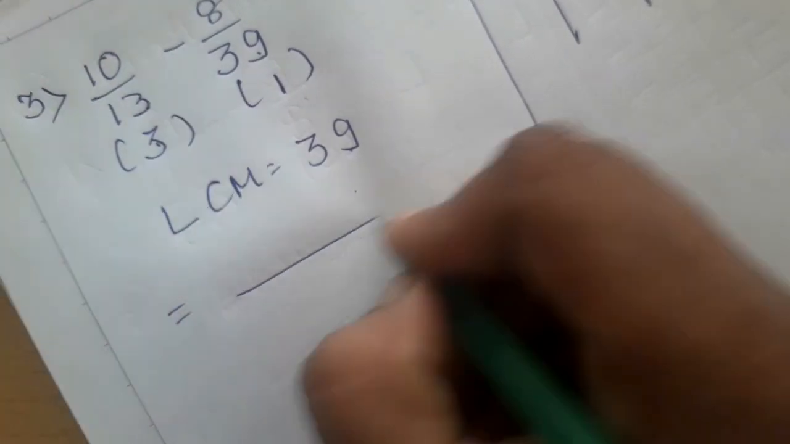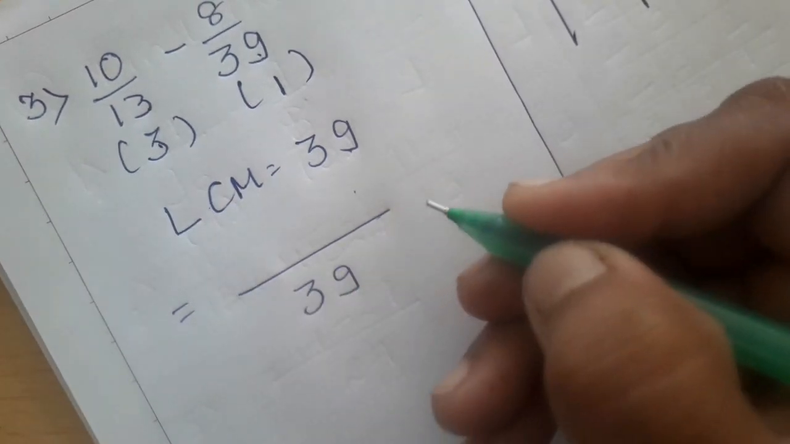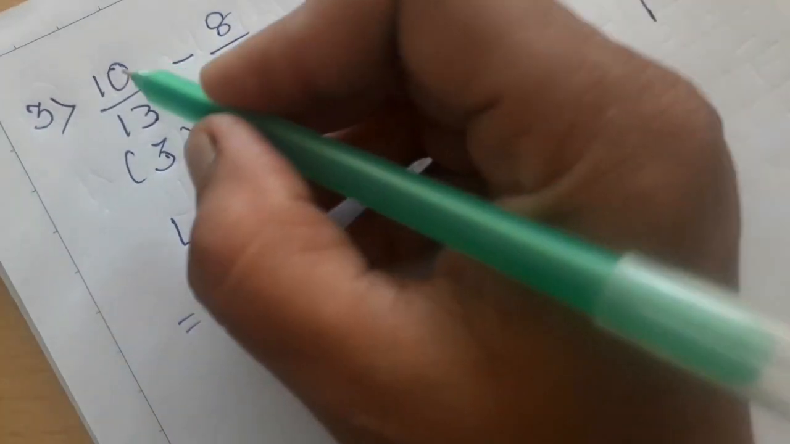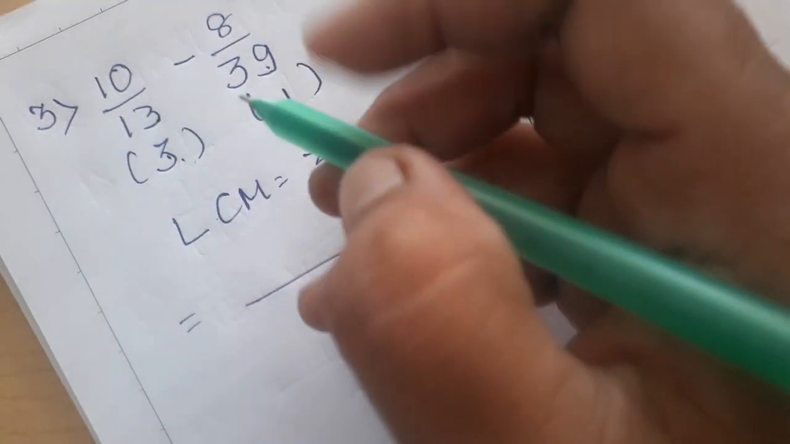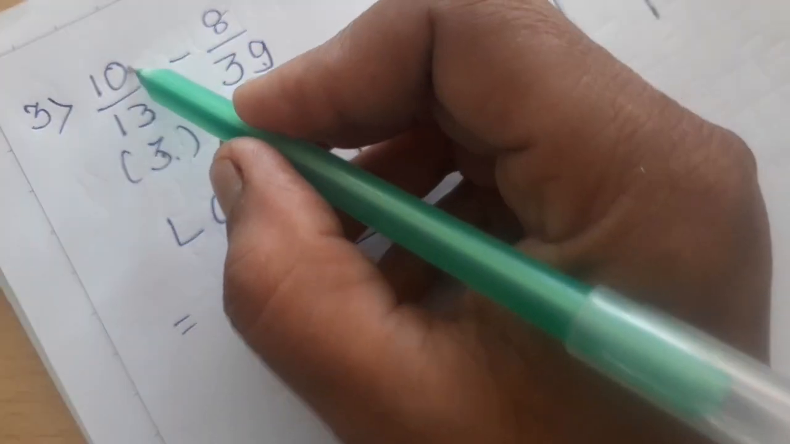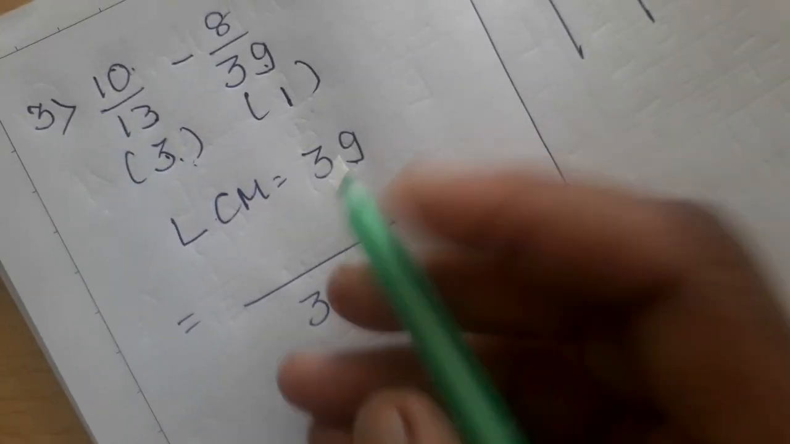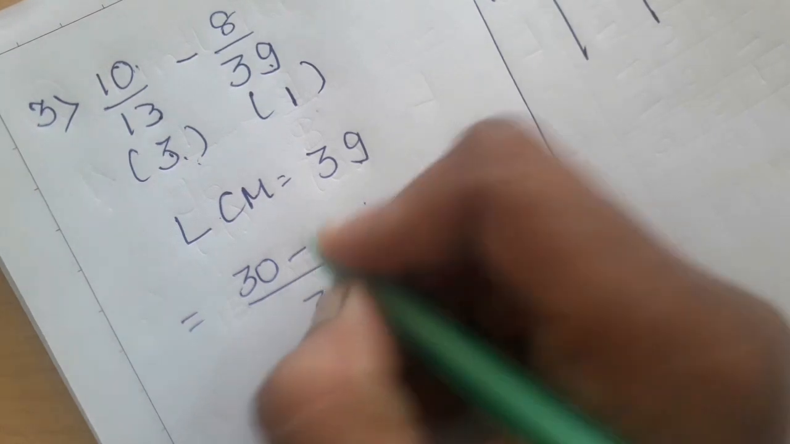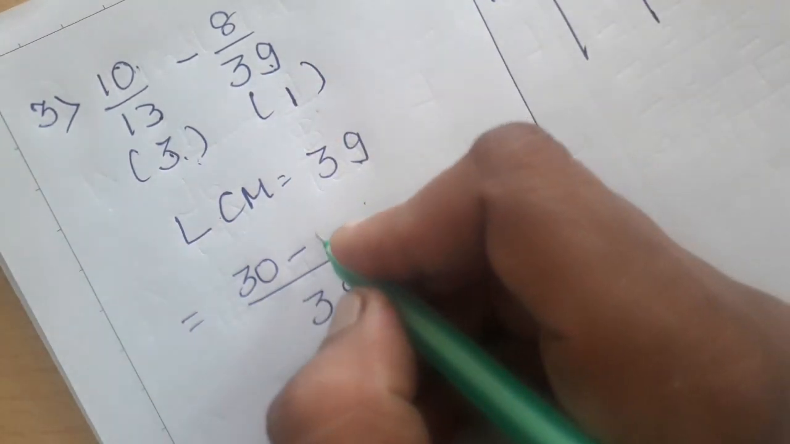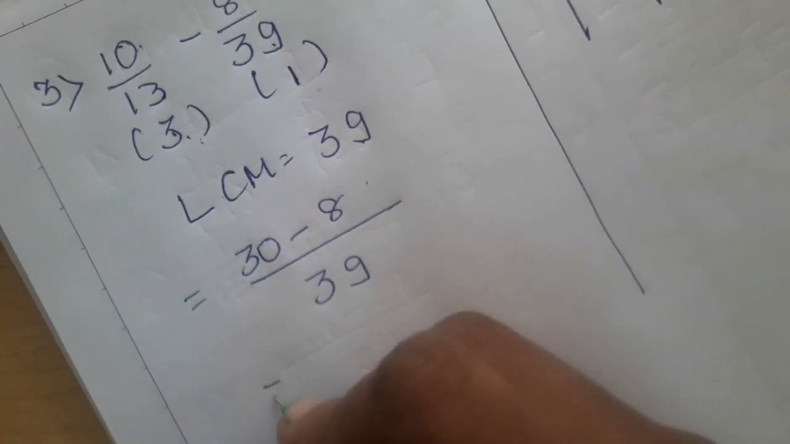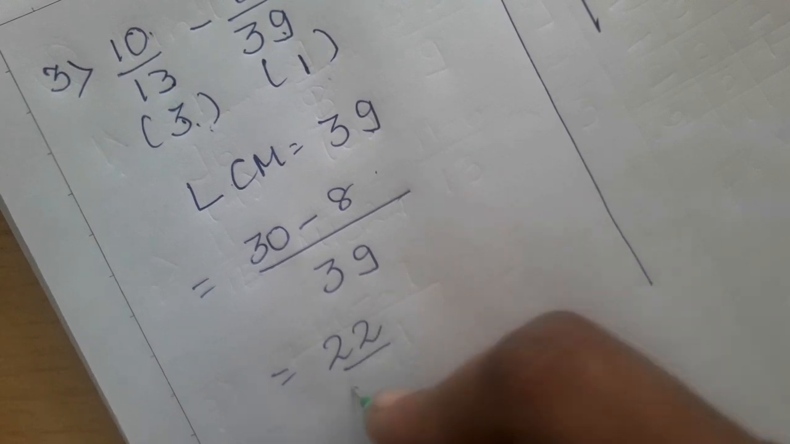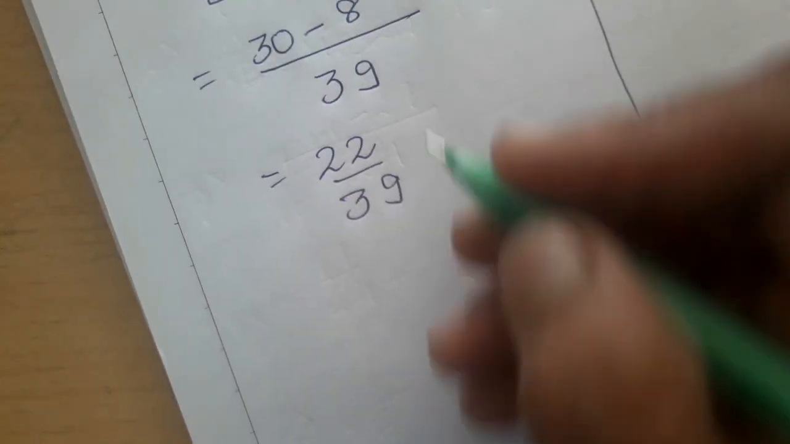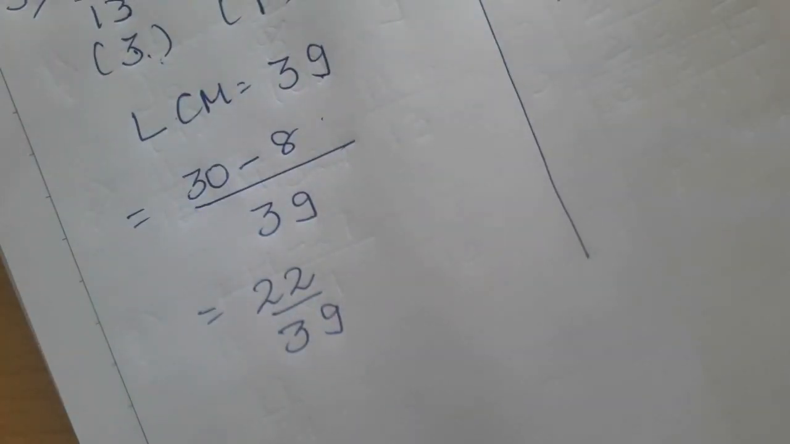Now write the denominator as 39. What will be your numerator? That is 10 into 3. The numerator is to be multiplied with the bracket terms. So here 10 threes are 30 minus 8 ones are 8. So 30 minus 8, that is 22 upon 39. Okay, so this becomes your answer.